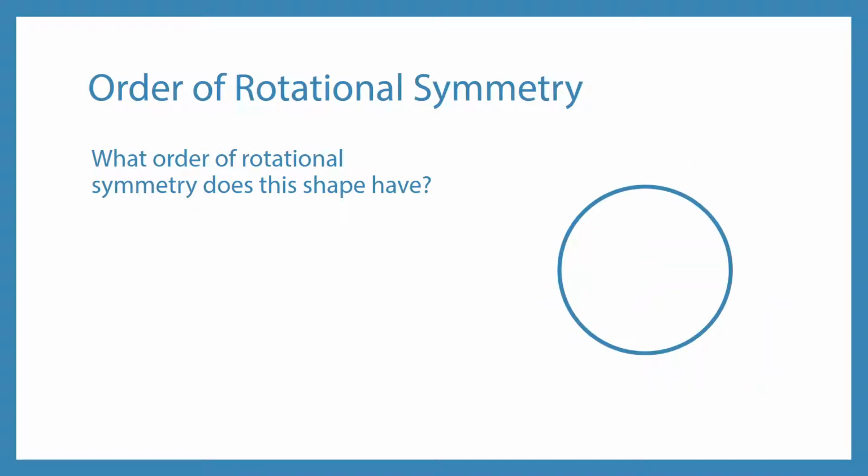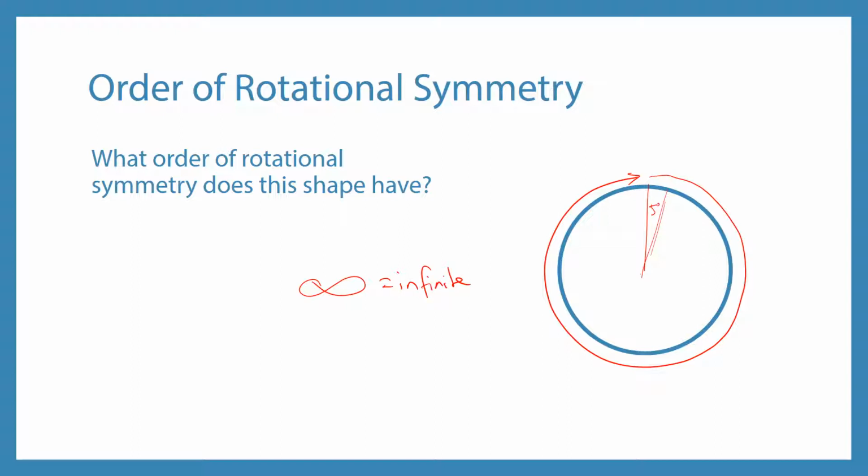This one's a bit of a trick question. Let's just see how you go. What order of rotational symmetry do you think this shape has? So if we were to rotate a circle the whole way through to 360, it would match. So we could rotate it in increments of 5 degrees, and every time it will match, or we could keep making that smaller and smaller and smaller, but every time it will match. So this really has infinite order of rotational symmetry. So the circle is a very special shape because of that.